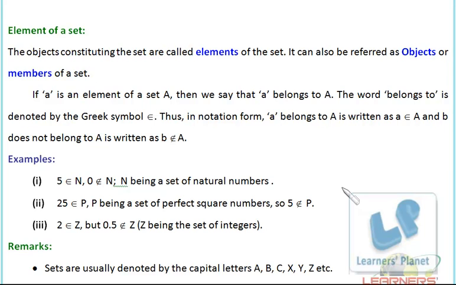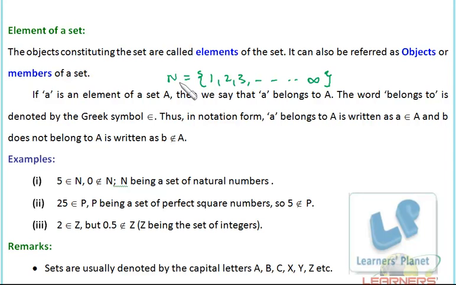Now, what are elements of a set? The objects constituting the set are called elements of the set. They can also be referred to as objects or members of a set. Suppose we talk about natural numbers. The set of natural numbers is represented by N, right? And we represent the elements of a set between two curly brackets. Suppose I write 1, 2, 3 and the series goes on till infinity. So 1, 2, 3, all these numbers are actually elements of this set of natural numbers, right?